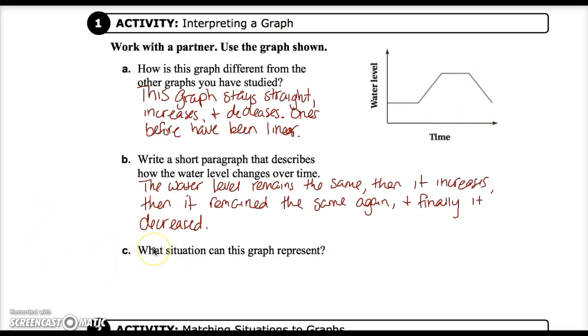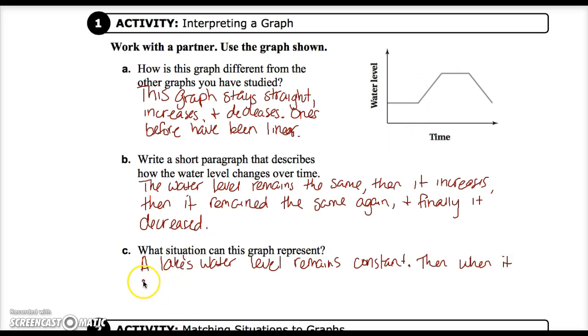Now, C says, what situation can this graph represent? So I kind of just alluded to that, maybe with rainwater. Okay, and let's say we're looking at a lake. Okay, so a lake's water level remains constant. Then when it rains, because that is what would cause the water level to increase. So when it rains, the level increases.